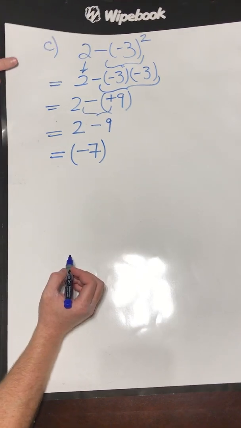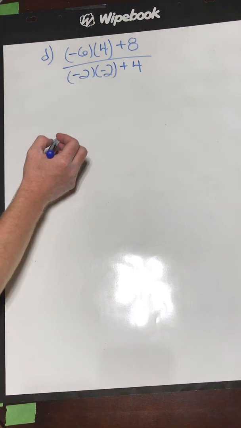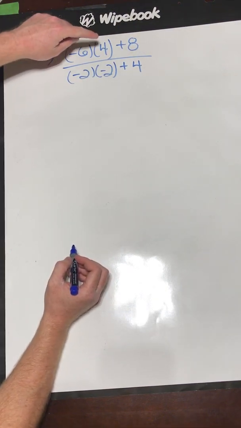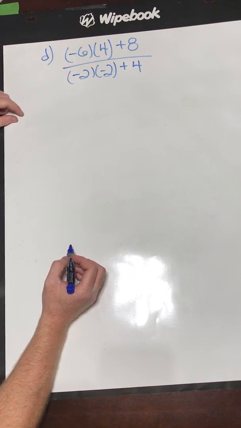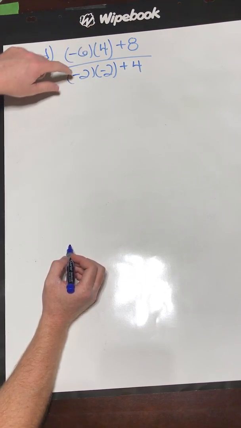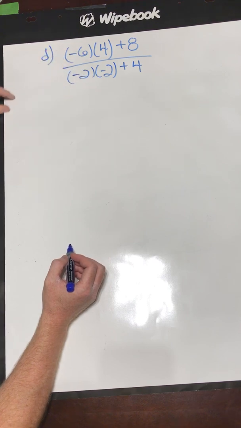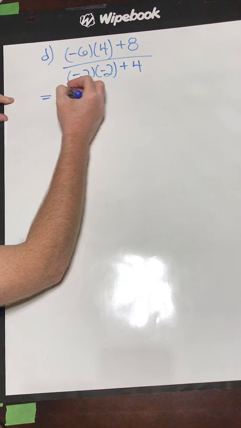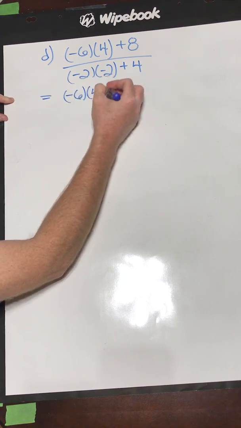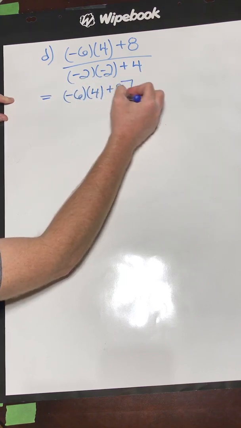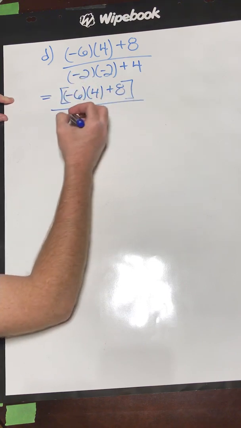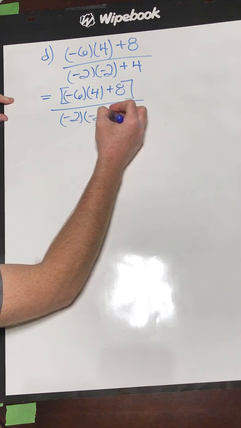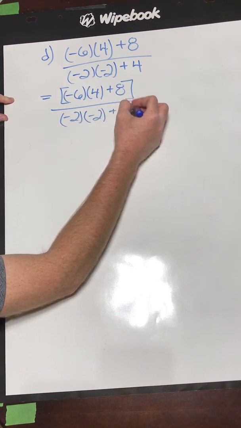And our last example that we have here is in the numerator, negative 6 times 4 plus 8 divided by, in the denominator, negative 2 times negative 2 plus 4. Again, I'm going to put the numerator and the denominator in square brackets. So I know I have to continue to work on them until I get only one integer in the numerator and the denominator.